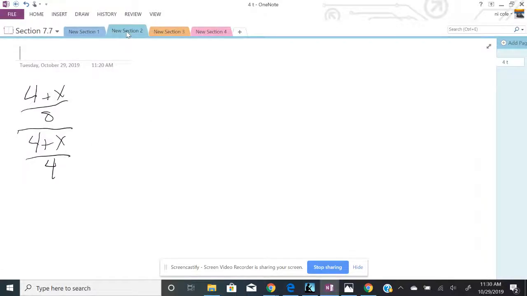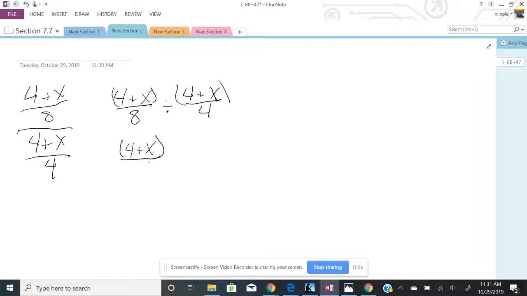Okay, now we can move on to something like this. Here again, I already have it set up as a fraction, so that's like writing that as 4 plus x over 8 divided by 4 plus x over 4. Okay, and remember, you want to put parentheses around these. As soon as you see adding and subtracting within a fraction, just put parentheses around them. So then you have 4 plus x over 8.